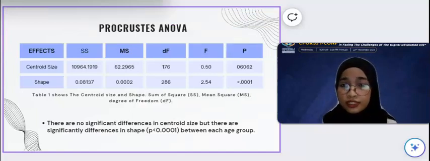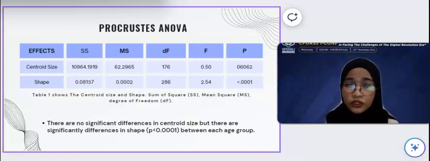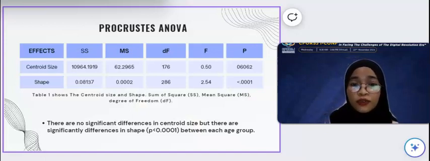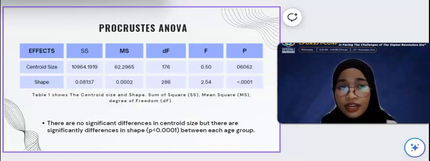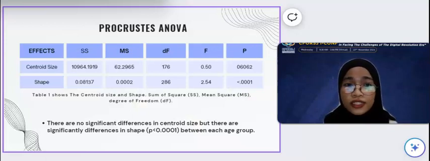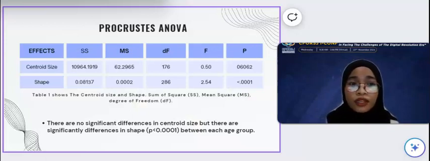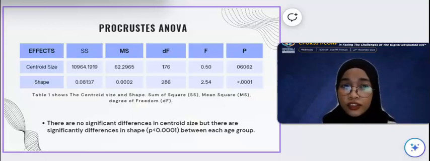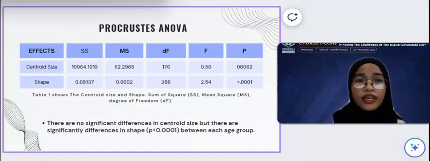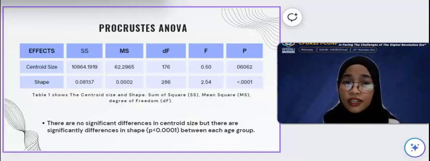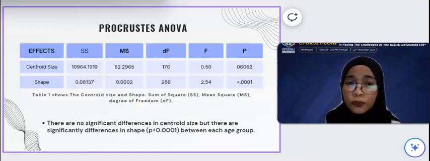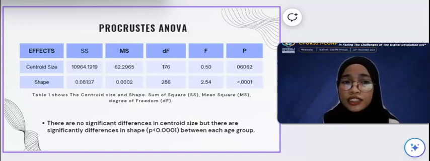Moving on to Procrustes ANOVA. Table 1 shows the sum of squares, mean square, degrees of freedom, statistics, and also the significance level, which is the p-value of the centroid size and shape. Here we can see that there is no significant difference in centroid size, but there is a significant difference in shape, where the p-value is smaller than 0.001 between each age group.